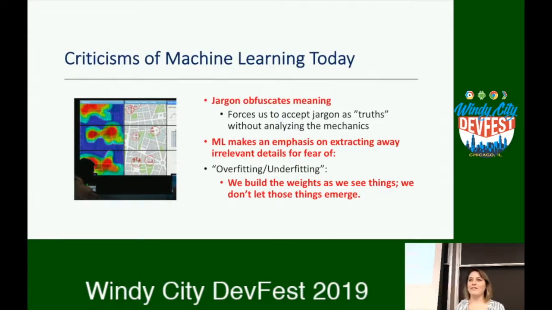I do have some grievances with a lot of the research that I looked into, and I went through this entire explanation because jargon obfuscates meaning. It forces us to accept truths without being able to analyze what it is that we're actually doing. Furthermore, machine learning places an emphasis on abstracting away irrelevant details. This is very, very common in statistical and also economic research models. This is the part that I seem to have an issue with the most, mostly because machine learning has terms for these. You end up with overfitting and underfitting.